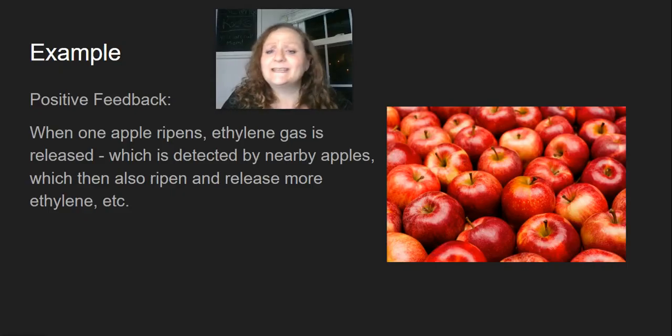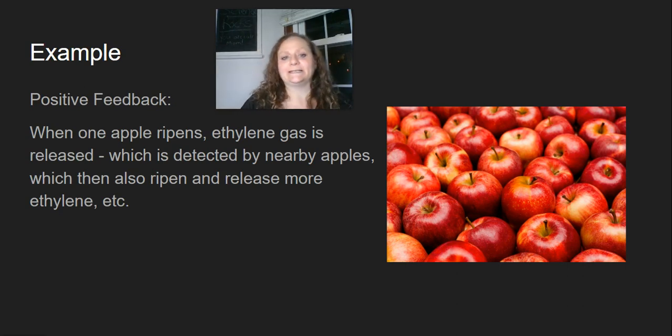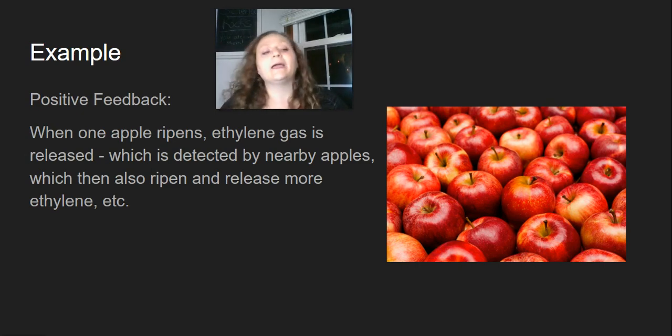Now, with all the talk of homeostasis, positive feedback might seem like it doesn't really make sense. Why would an organism want to get even further out of whack, right? Well, positive feedback could be an example of when you have, for instance, fruit ripening. So when apples ripen, ethylene gas is produced and released. This gas, detected by nearby apples, actually will also cause them to ripen, and then they'll release more ethylene gas, which causes more apples to ripen, which releases more ethylene gas. And that is how you end up with a harvest of fruit all kind of at the same time.